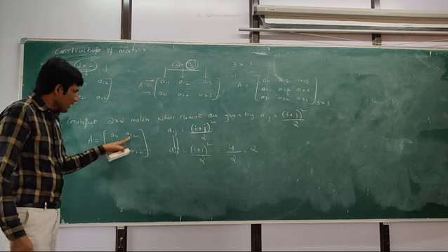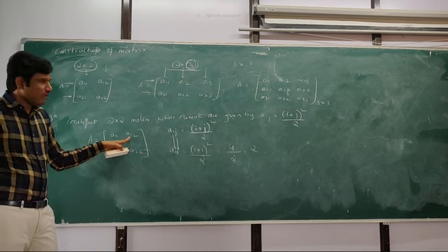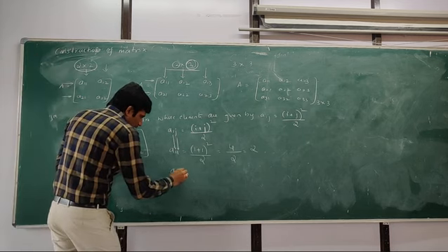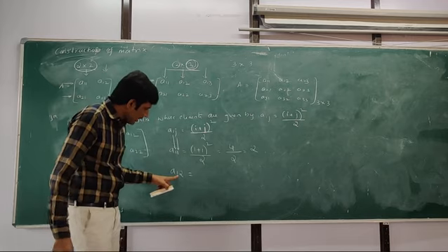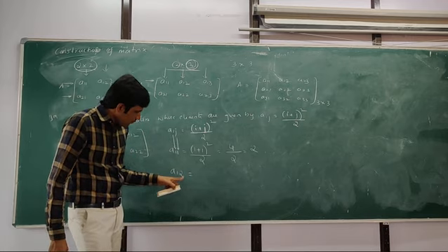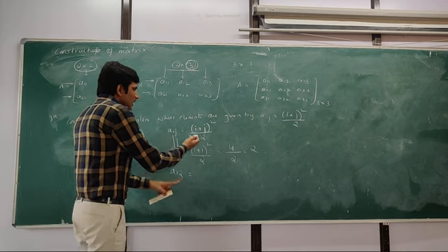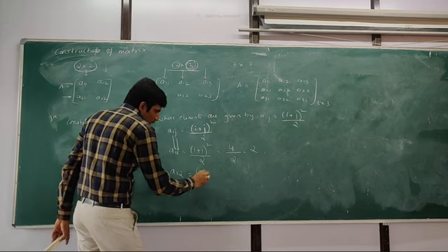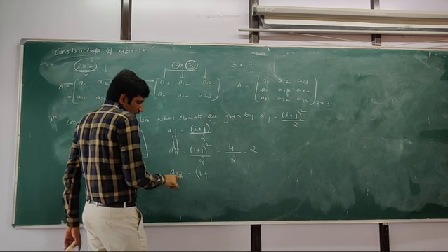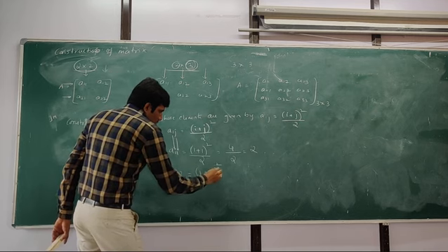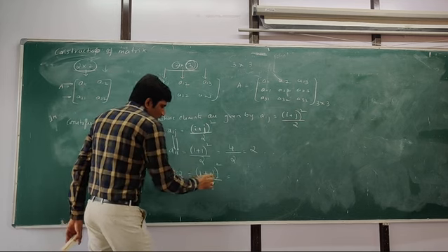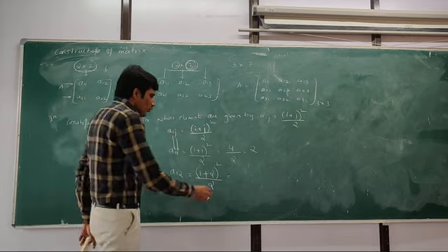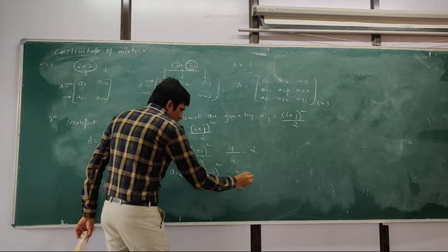Next we have to find the second element. What is the second element? It is A12. A12 means in place of i it is 1 and in place of j it is 2. So substitute i and j on the right hand side. What is i? It is 1. What is j? It is 2. So (1 plus 2) whole square divided by 2. What is 1 plus 2? It is 3. 3 square is 9, divided by 2.